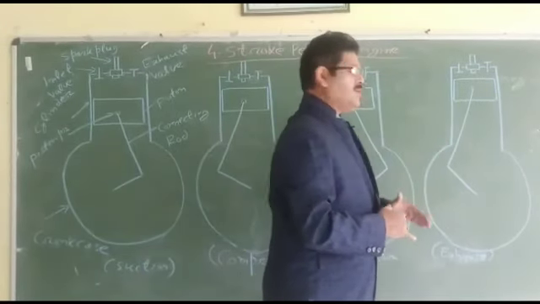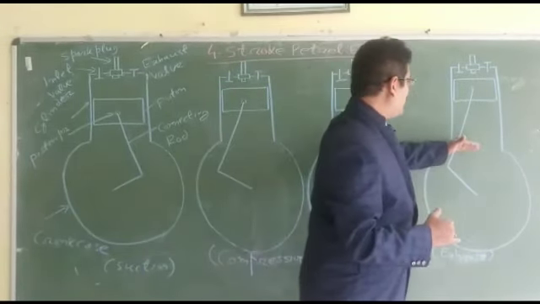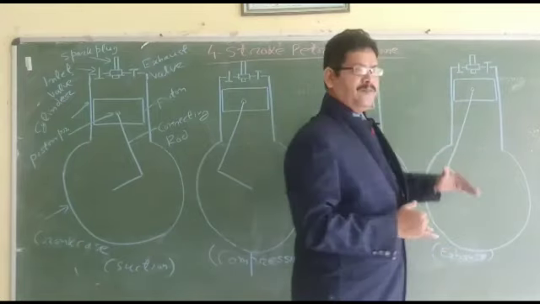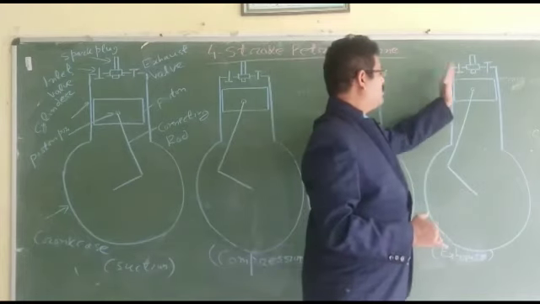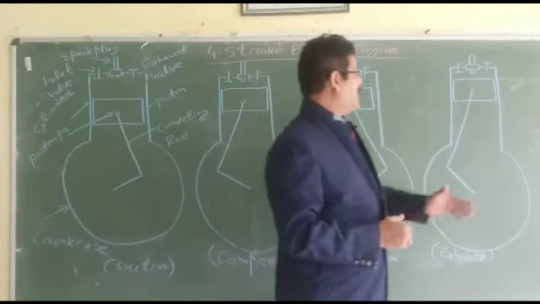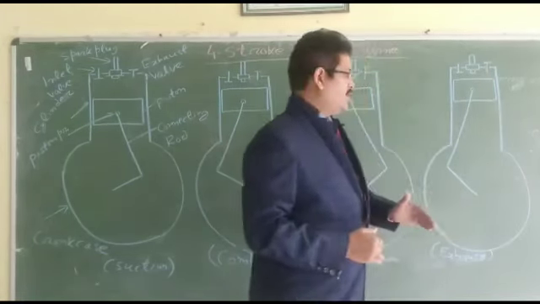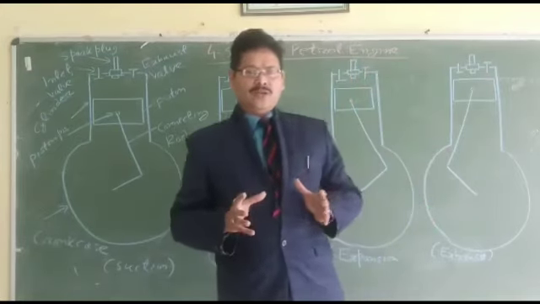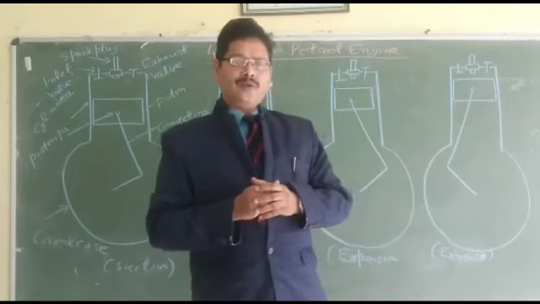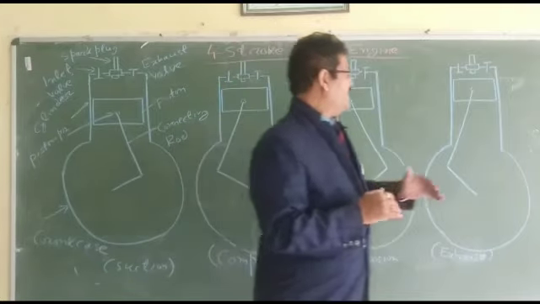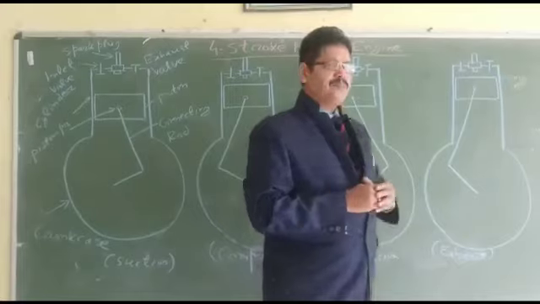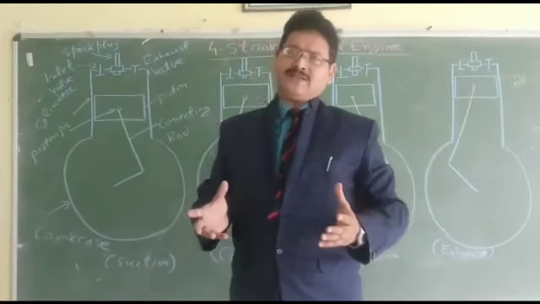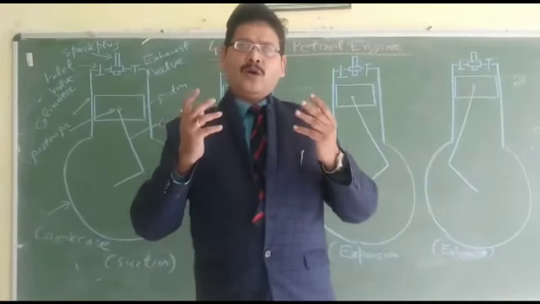The last one is your exhaust stroke. During the exhaust stroke, the piston again moves from BDC to TDC, and during this process the inlet valve is in closed position and the exhaust valve is in open position. So the burnt air fuel mixture, which is incapable of doing any amount of work, is exhausted through the exhaust valve. This actually completes all the four strokes.